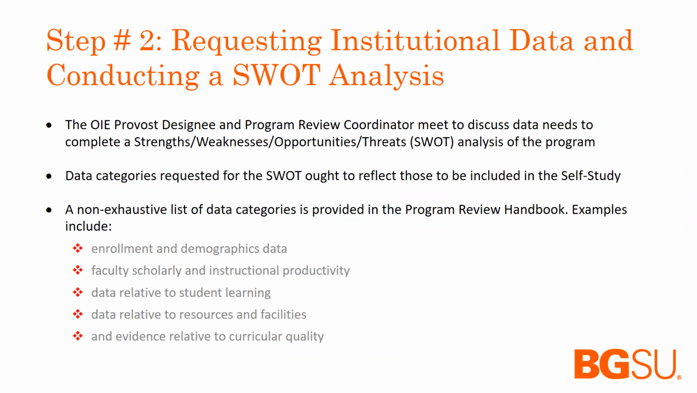A non-exhaustive list of data categories is provided in the program review handbook. These include, for example, enrollment and demographics data, faculty scholarly and instructional productivity data, data relative to student learning, data relative to resources and facilities, and evidence relative to curricular quality, etc.